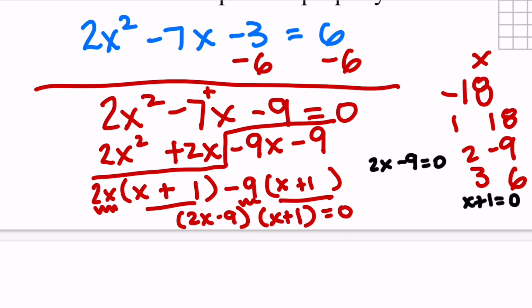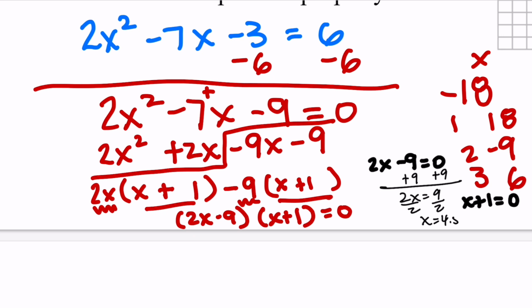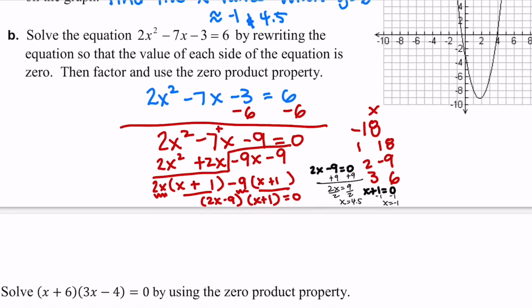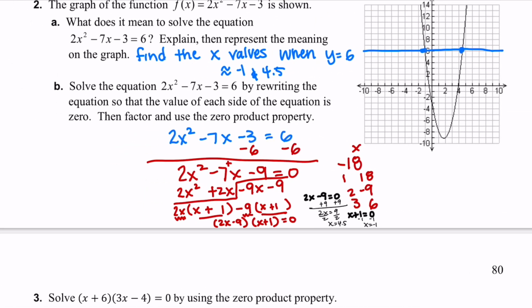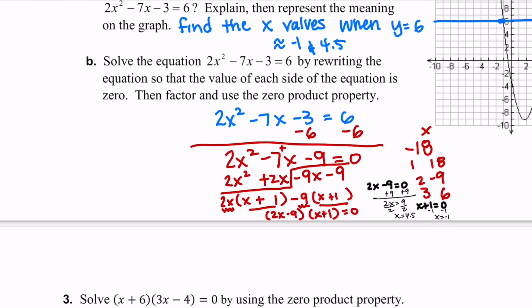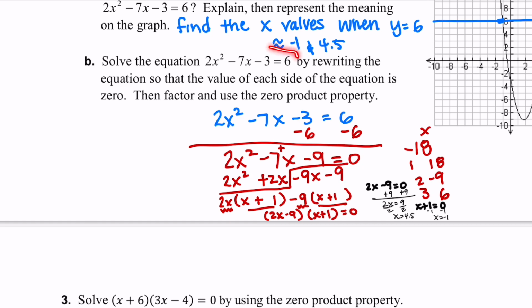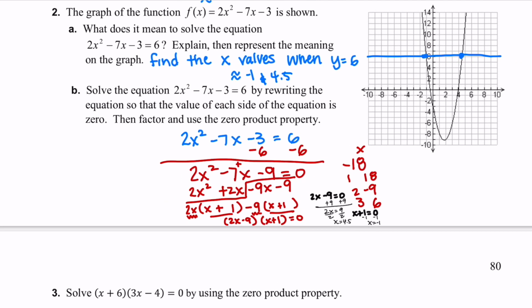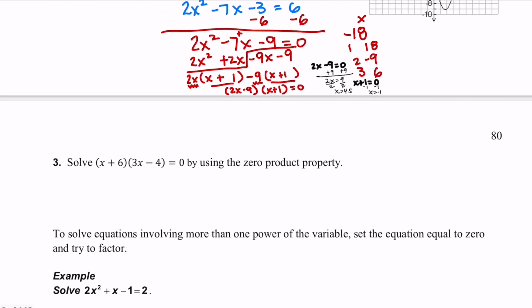We're going to just set each of those equal to 0 by adding 9 to both sides. 2x equals 9, divide by 2, and we get x equals 4.5. And then on the other one, we minus 1 from both sides, so x equals -1. So if you look at what we guessed, we actually guessed right what they were, but it could have been slightly off. So your guessing is not always going to be exact. So that's how you would solve it through algebra, but then you could just kind of estimate them off of a graph.